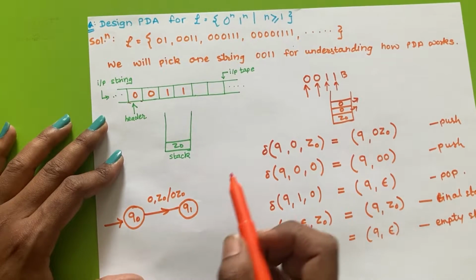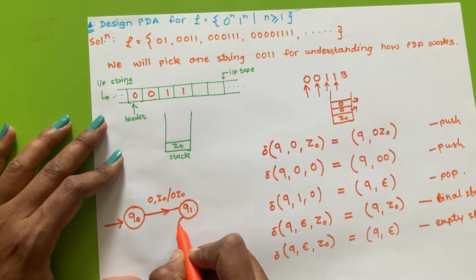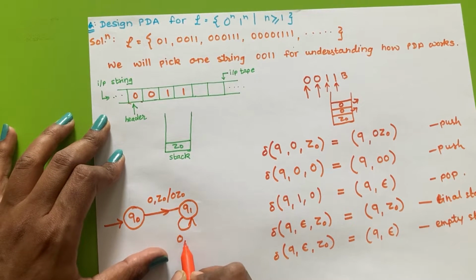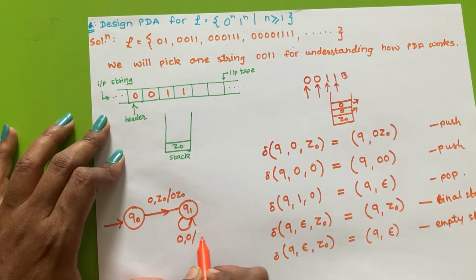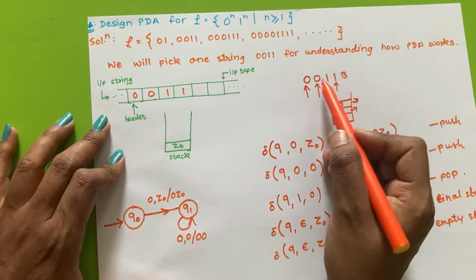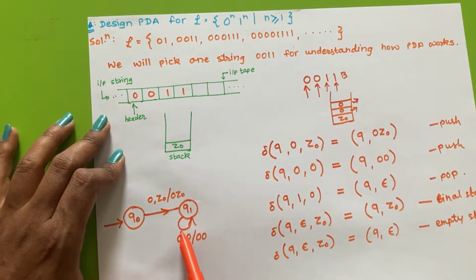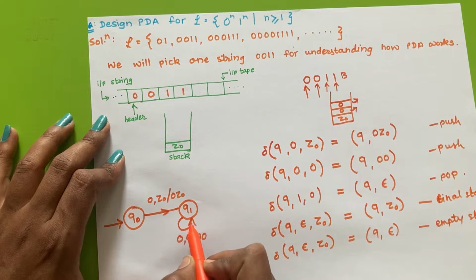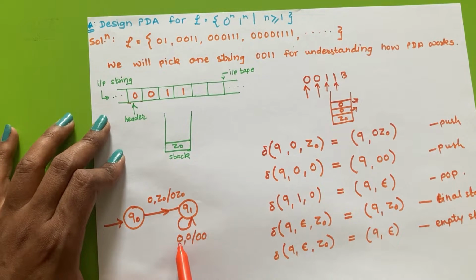This transition will be repeated: whenever we have 0 as input and the top of stack is also 0, then we have to perform a push operation, and whenever we have more zeros, this transition will be repeated. So we are now in state Q1, and this will be the transition for the situation of input symbol 0 and top of stack 0.